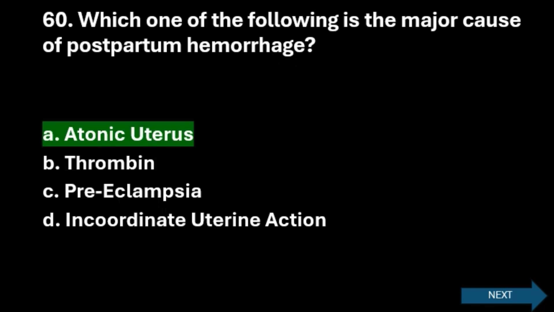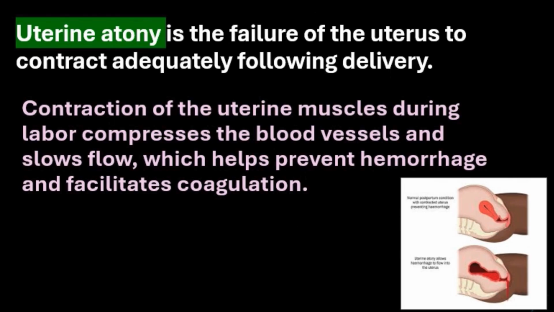Atonic uterus. Uterine atony is the failure of uterus to contract adequately following delivery. Contraction of the uterine muscles during labor compresses the blood vessels and slows the flow, which will help to prevent hemorrhage and facilitate coagulation. So, the contraction of uterine muscles will give a compression of blood vessels. That's why the blood flow is prevented. In atonic uterus, that compression is not happening, so the blood flow is happening or the hemorrhage is happening. That's why this is the leading cause for postpartum hemorrhage.